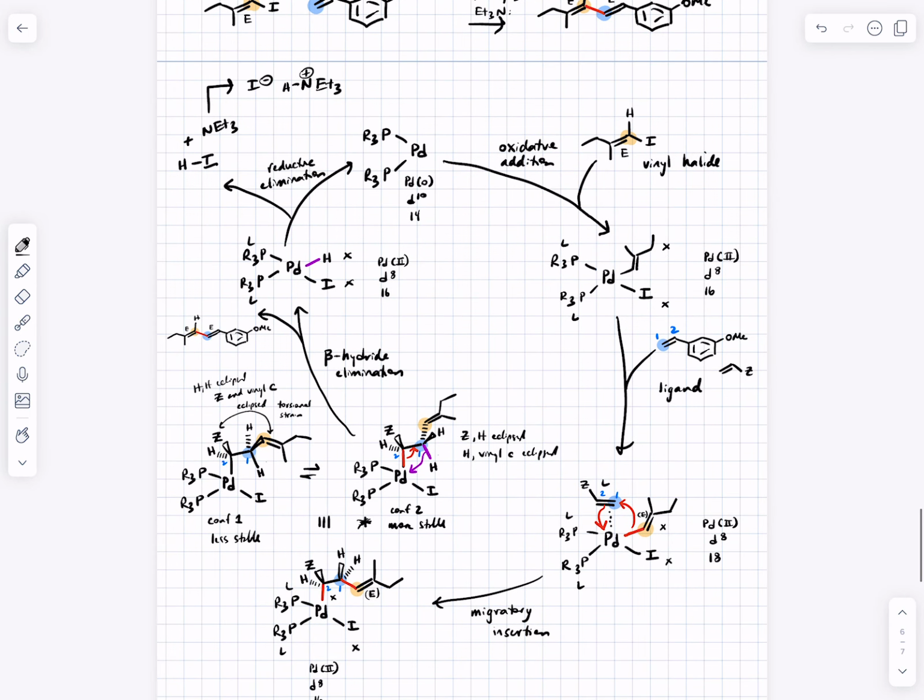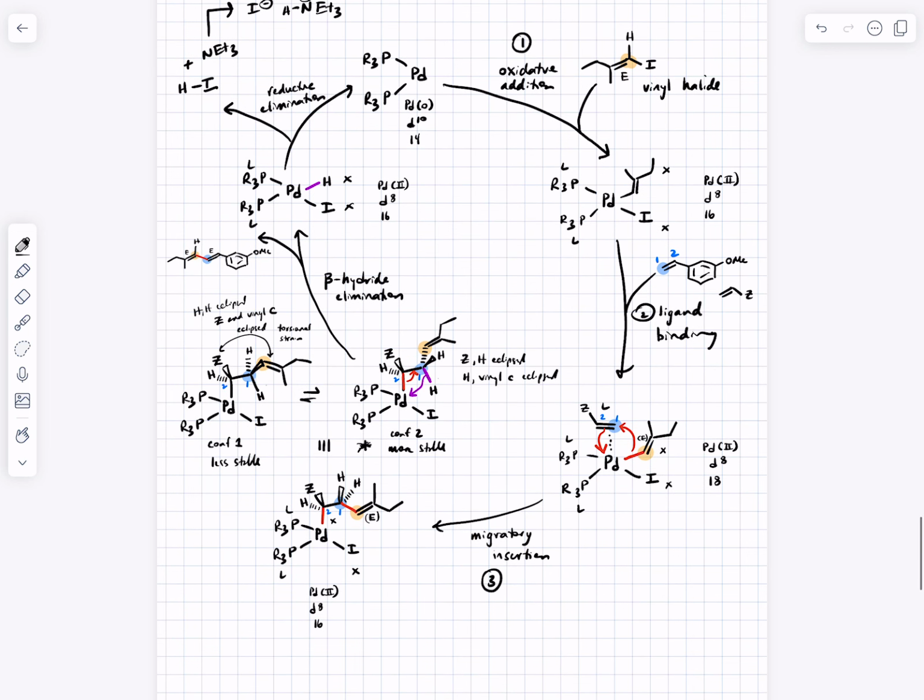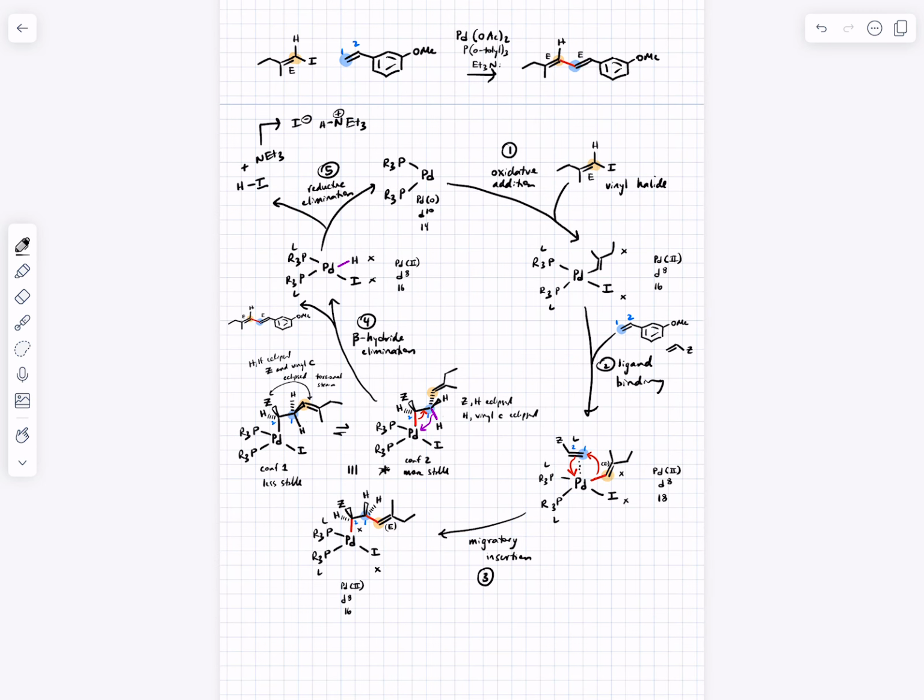So the Heck reaction is more complicated, whereas the Suzuki reaction only involved 3 steps. The Heck reaction involves oxidative addition, ligand binding, and what I've shown you here is definitely in more detail than shown in your text, then migratory insertion, followed by beta hydride elimination, followed by reductive elimination. And that's the overall mechanism for the Heck reaction.